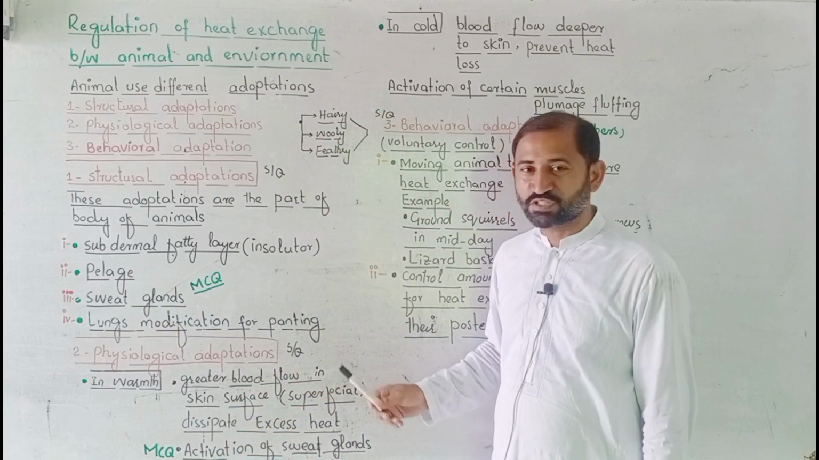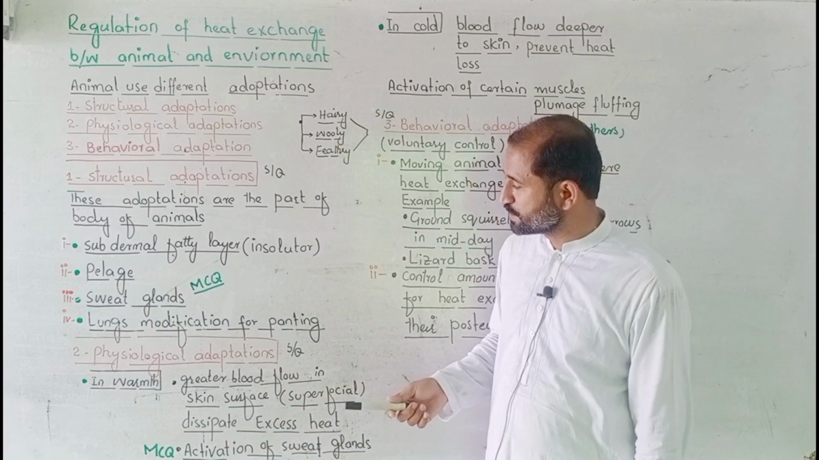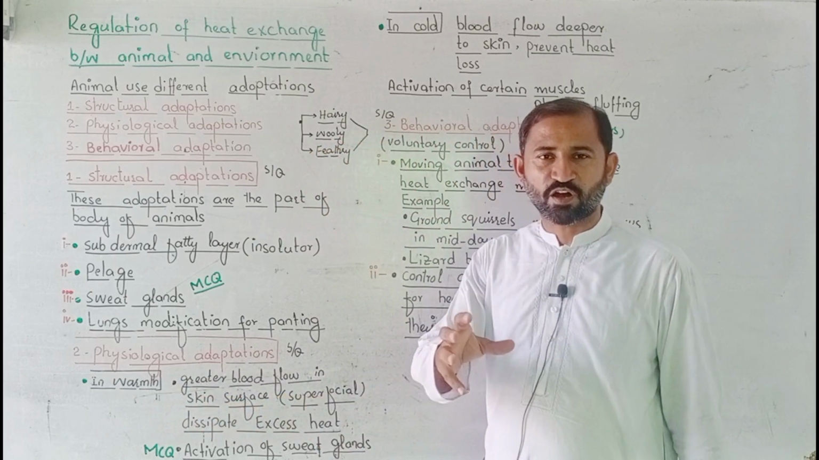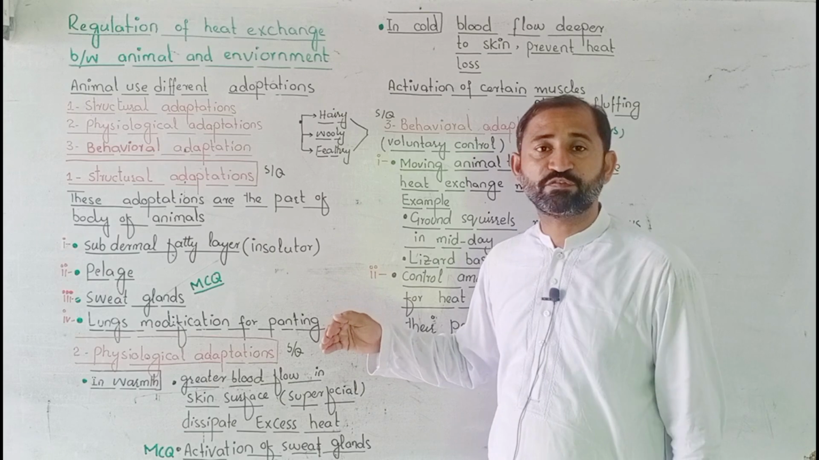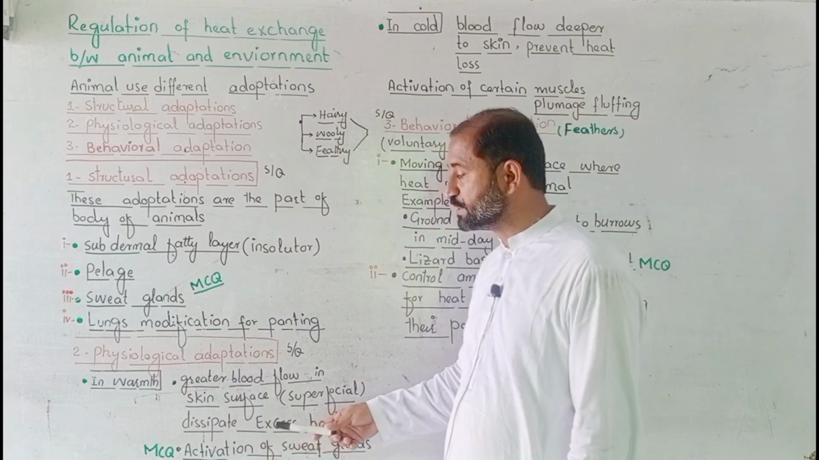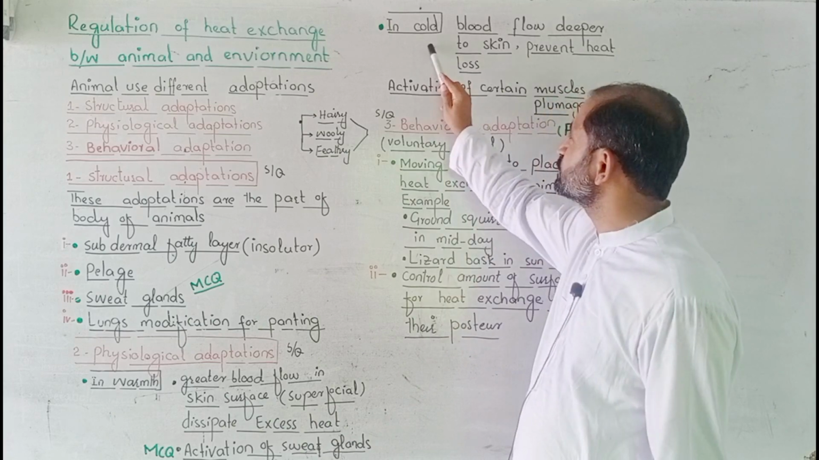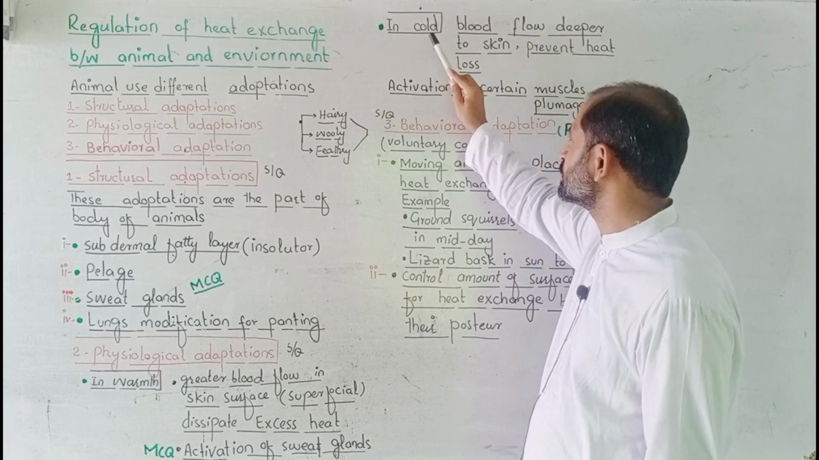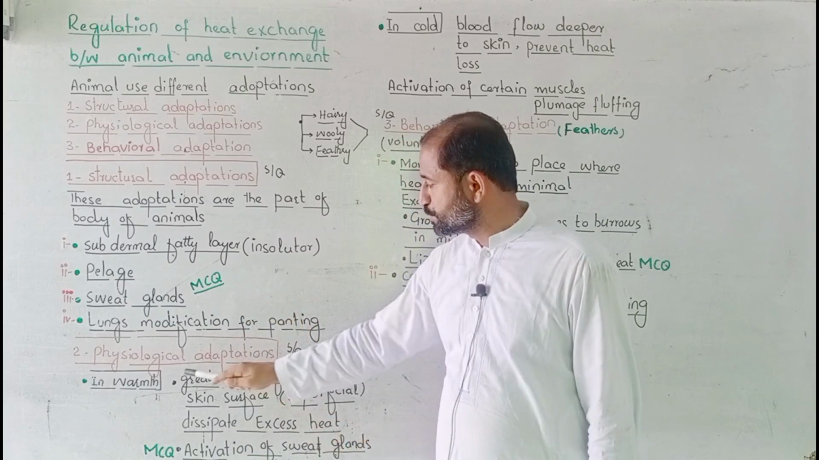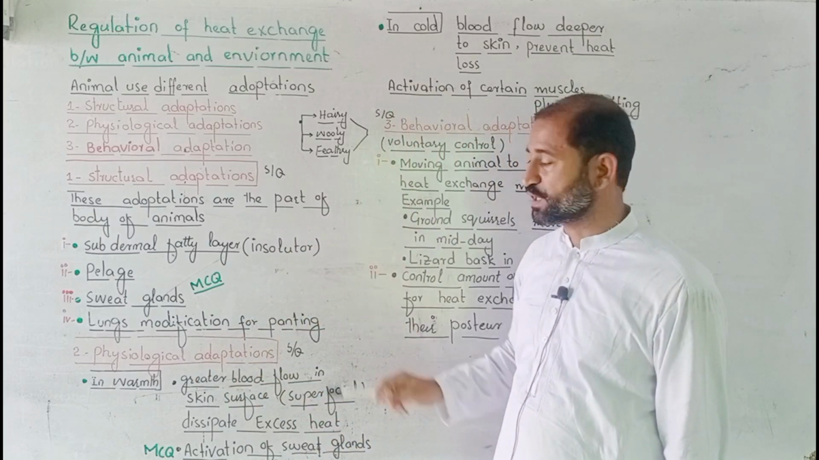Number two is physiological adaptations. What are physiological adaptations? In physiological adaptations, I have distributed them into two different categories: adaptations in warm temperature and adaptations in cool temperature. So you have to make two distinct headings, one for warm temperature and one for cool temperature.